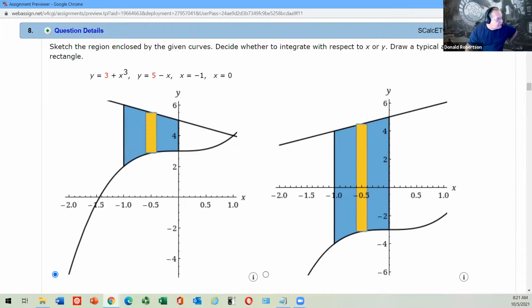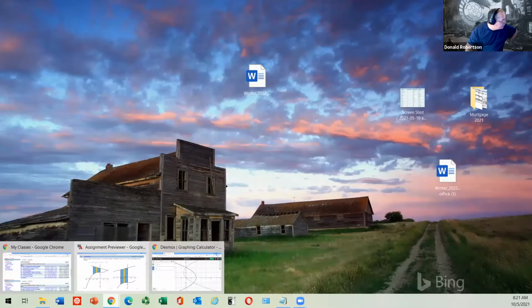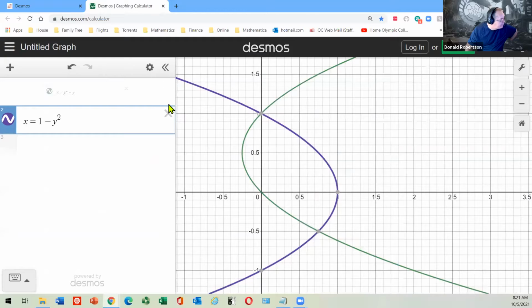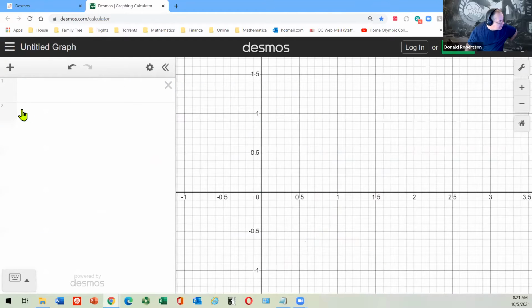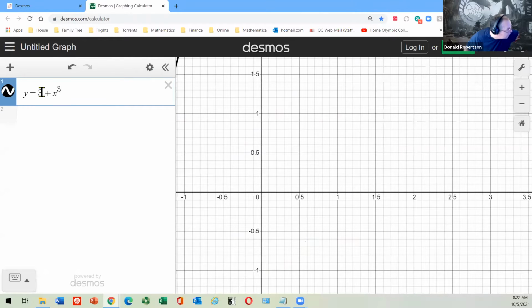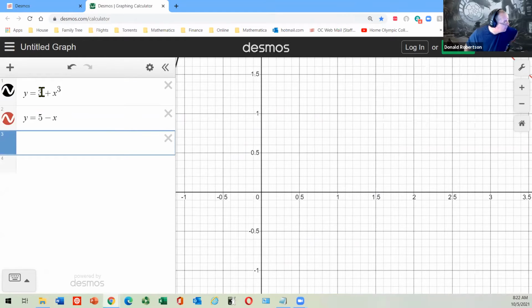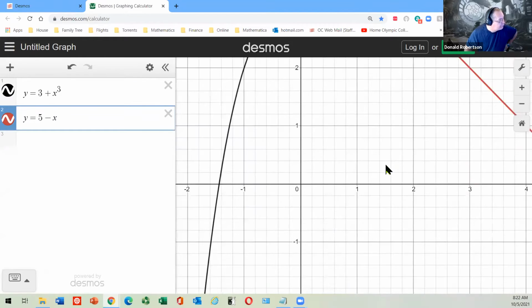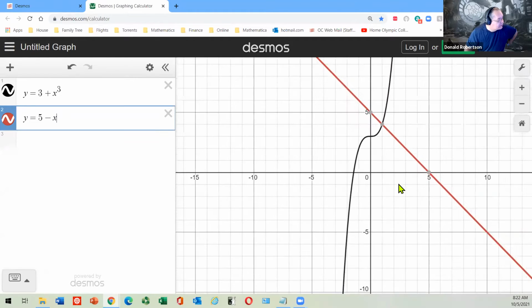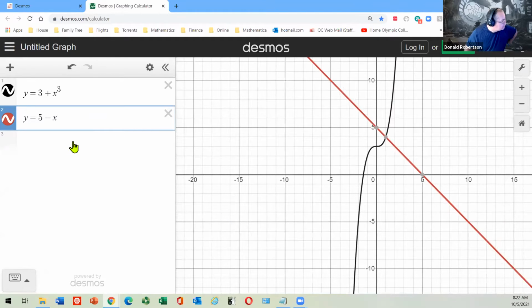So let's see what we can do with Desmos. Here we go. I'll start with just writing it the way it was given. y equals 3 plus x cubed. It's the first one. Oh, interesting scale. And y equals 5 minus x. And for some reason I can't see it, so just scroll back. Okay, I can see it now.